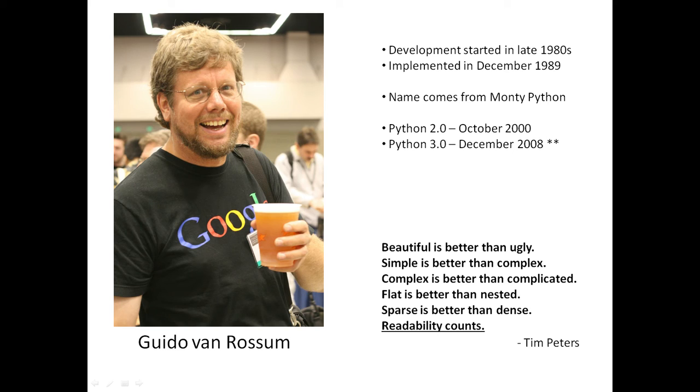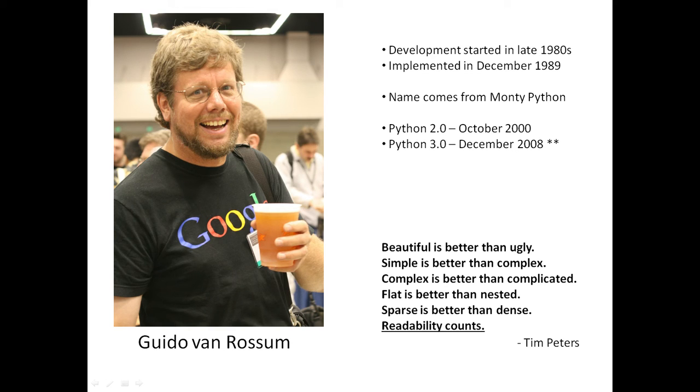So Python 2 came out in October 2000, and Python 3, which is the version that I'll be going over throughout the duration of the tutorial, came out in December 2008. And basically the differences between the versions is just improved usability, improved libraries, basically just got better and better.